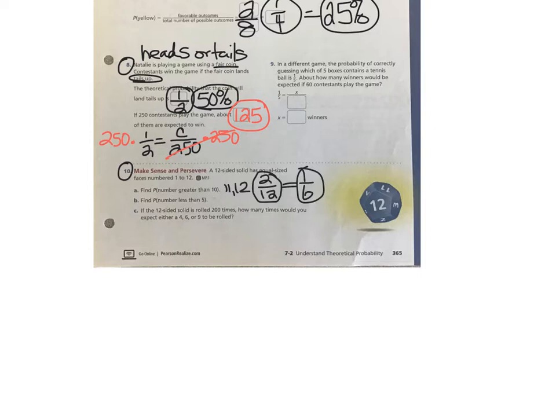Part B says, find the probability of a number less than 5. So again, in this case, I'm going to list all the numbers less than 5 that are on that number cube, like 4, 3, 2, and 1. So this means that there are 4 possible outcomes out of 12, which is the same as 1 out of 3.